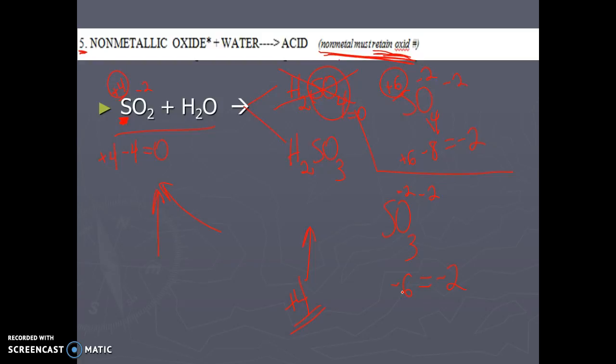So what does the S have to be? Well, in order to add up to -2, the S has to be +4. So in sulfite, the sulfur has a +4 oxidation state, which is the same thing that we have on the other side. So this is my answer to the question. I'm going to end up with sulfurous acid as the acid formed in this case.